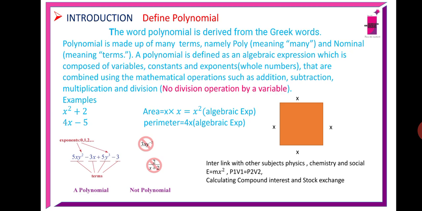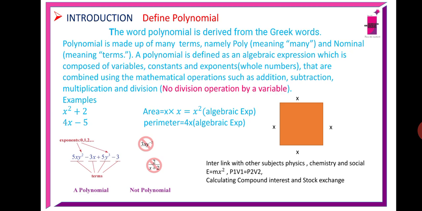Now the word polynomial is derived from the Greek words poly and nominal, poly meaning many and nominal meaning terms. A polynomial is defined as an algebraic expression which is composed of variables, constants, and exponents. The exponents should be whole numbers, combined using mathematical operations such as addition, subtraction, multiplication, and division. A variable can't be in a division operation. For example, x square plus 2 and 4x minus 5.